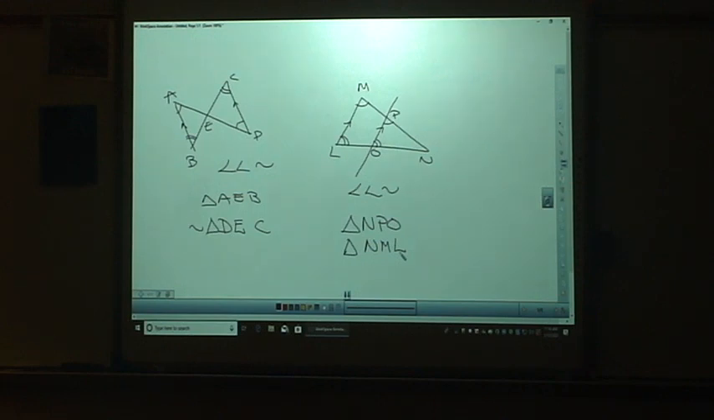For number 27, we don't have enough information. We only have 1 pair of sides, 1 pair of angles. We would need more than that.